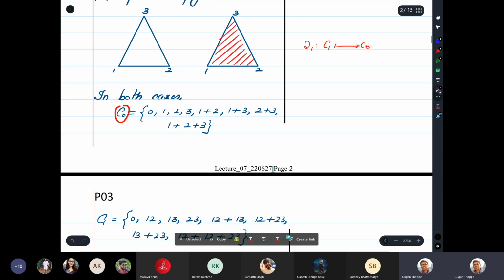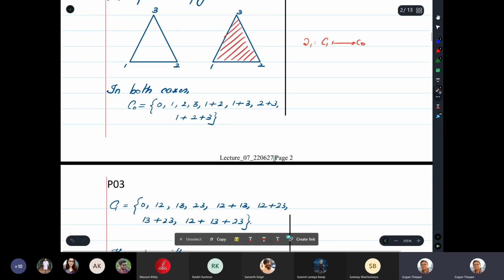So let's try to understand what C0 is. C0, as you recall, is the collection of all zero chains. Let's write down the zero chains for the simplicial complex on the left. The first zero chain is 0. The second zero chain is 1, 2, 3. You have 1 plus 2, 1 plus 3, 2 plus 3 and 1 plus 2 plus 3. These are the different zero chains for the simplicial complex on the left. A careful observation will tell you that for the simplicial complex on the right, the vertices are the same. Since the vertices are the same, the set of zero chains for that simplicial complex will also be this itself.